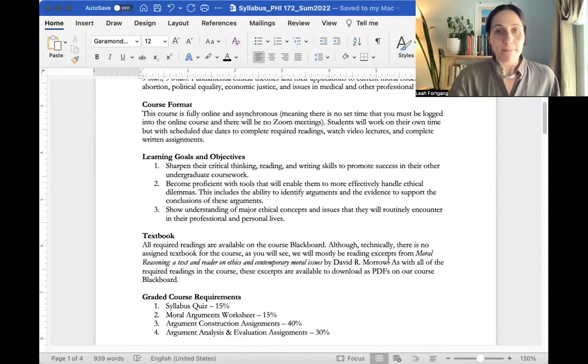So the learning goals and objectives are sort of part and parcel with what I was talking about when I was giving the general overview of the subject matter in the course.